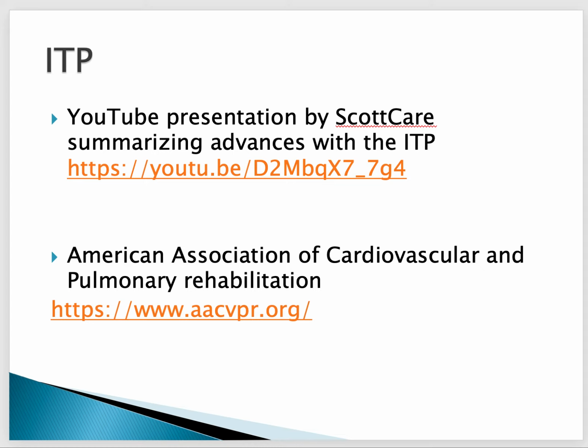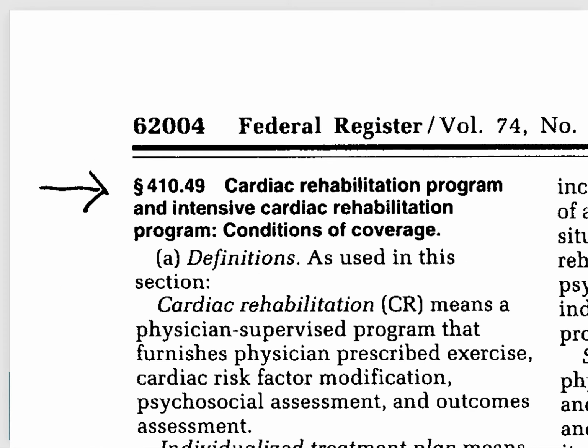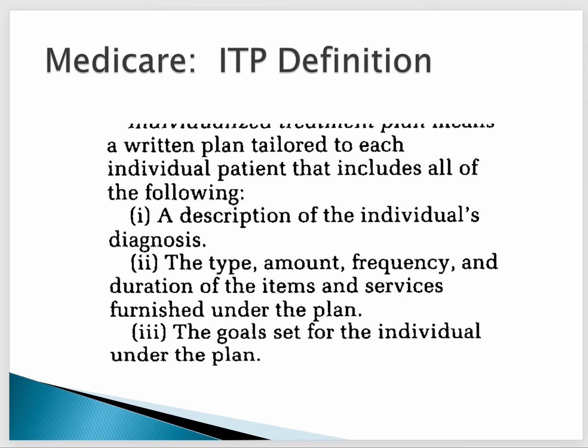So I'm going to have you on your own go through the slides looking at basic billing codes, the definition of what cardiac rehab is, and a variety of really important things about what happens in this written plan. So that's a synopsis. I'm not going to talk much longer.